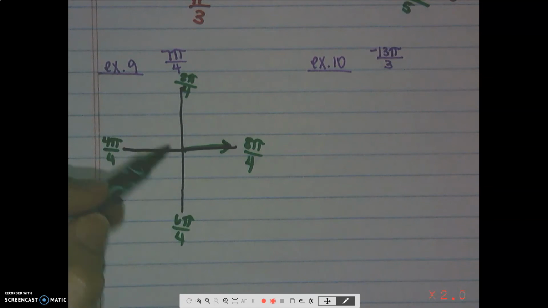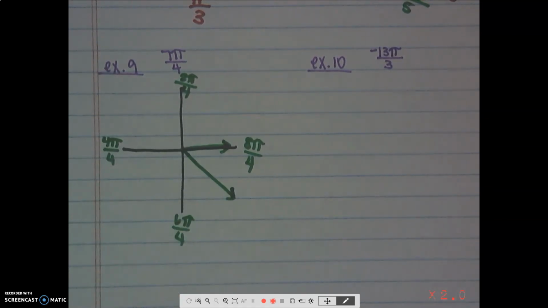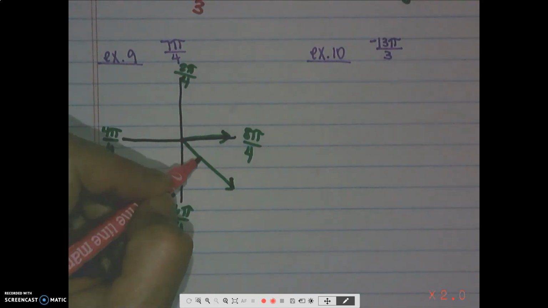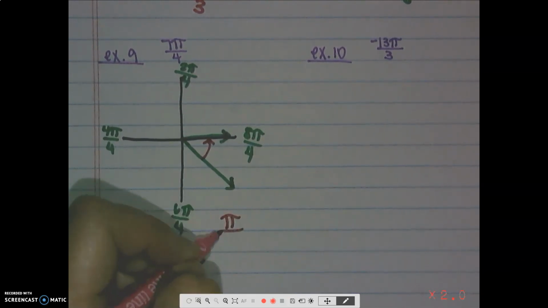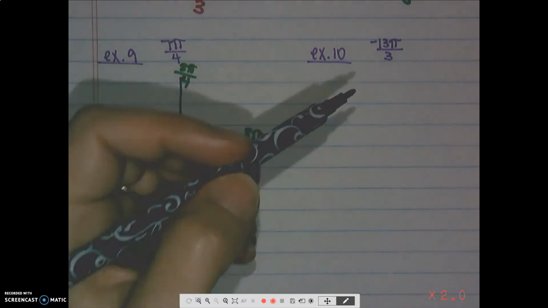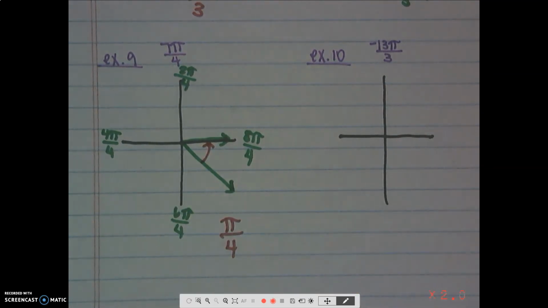So 1, 2, 3, 4, 5, 6. We need that right there, 7/4. That's halfway in between 6/4 and 8/4. And so this distance right here is what we're going. We're going 1 more piece of pizza up, and that piece of pizza is a 1/4, a pi over 4, I guess I should say. And so then that would be our answer, pi over 4. All right, last one here. And these questions just take practice.